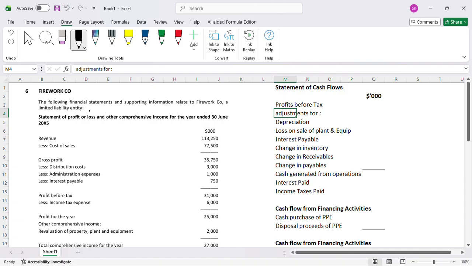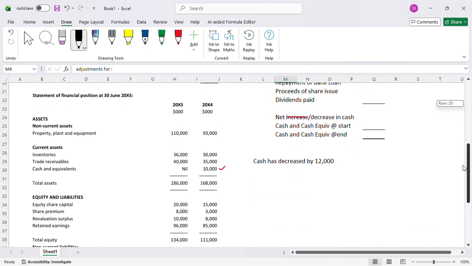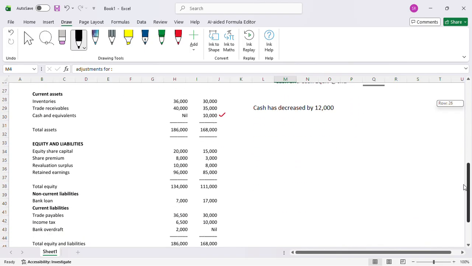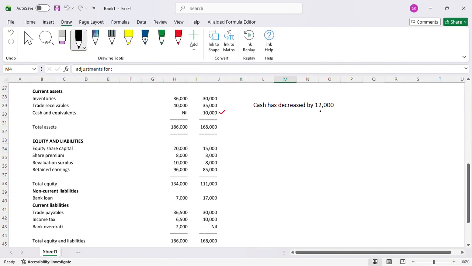Firework Co. The following financial statements and supporting information relate to Firework Co., a limited liability entity. We have a statement of profit or loss and a statement of financial position. Now, we have to work out the statement of cash flows, but look at what I've written here.